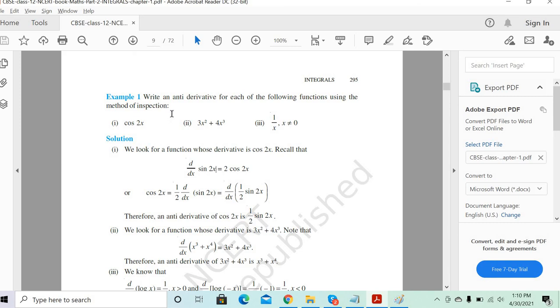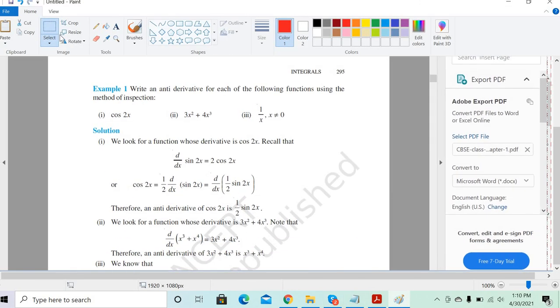See, what is the question? What is the antiderivative of cos 2x? Let's recall. Sin x derivative is cos x, right? This one you know. Since 2x is there, let's try to differentiate sin 2x. Use the chain rule. The derivative of sin 2x is cos 2x, and the derivative of 2x is 2. So 2 into cos 2x. Correct? Yes, sir.